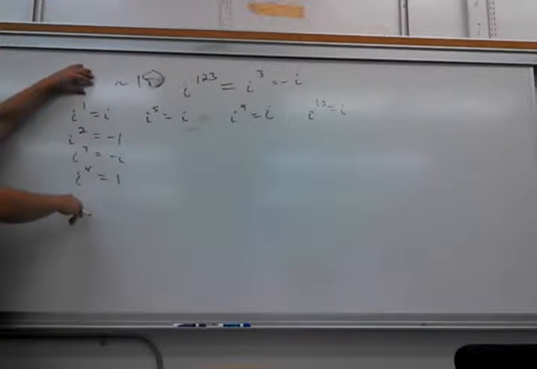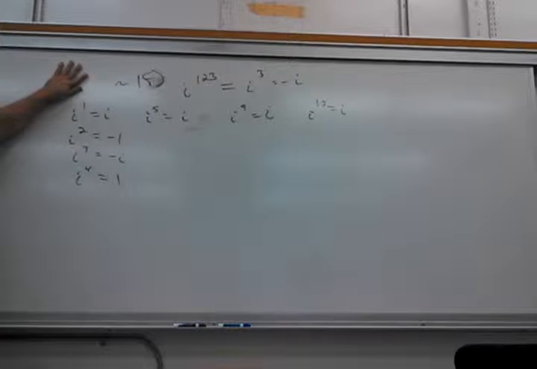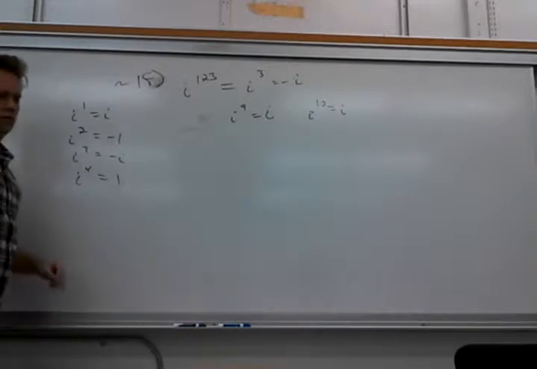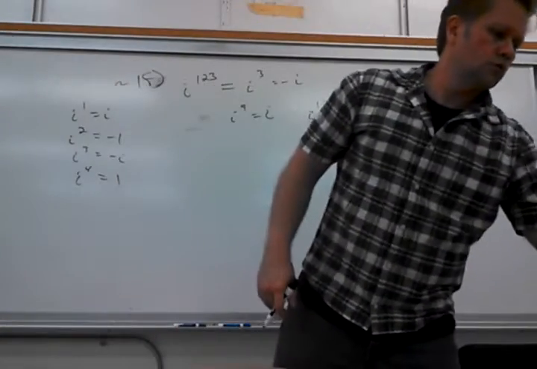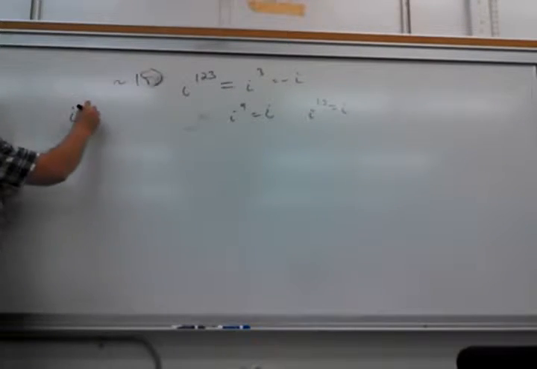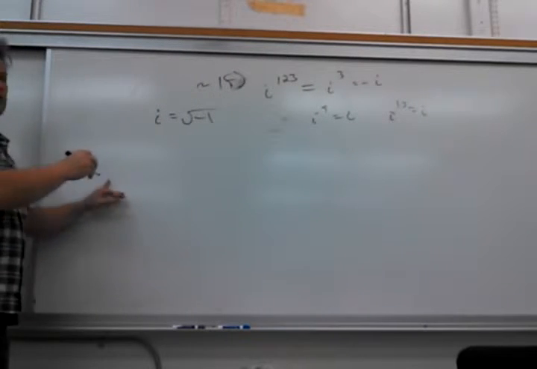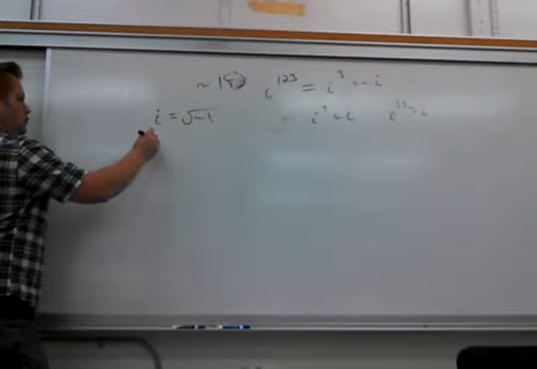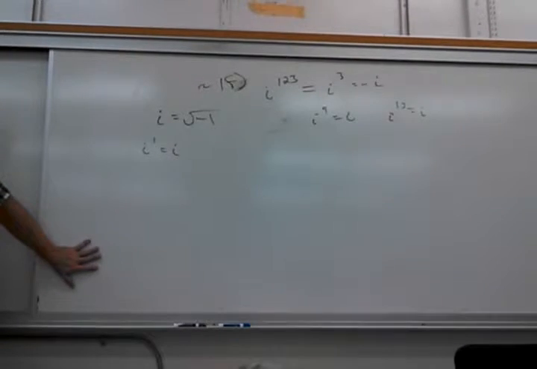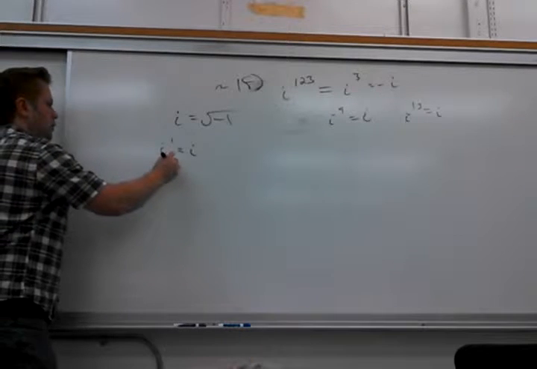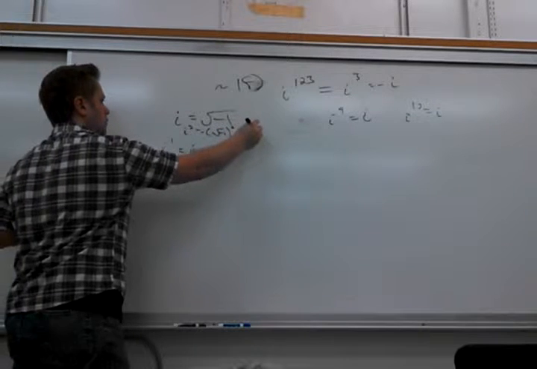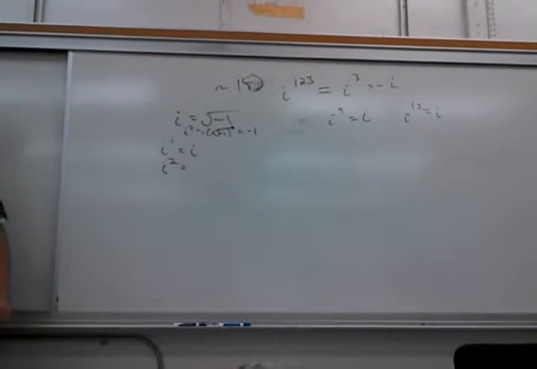If you have 5i, doesn't that mean that 5's a negative? No. What does i by itself represent? Doesn't that represent negative? No. So i is defined to be the square root of negative 1. This first step seems really silly, but it just establishes that it starts at itself. i to the first is i. i squared, because it's defined to be the square root of negative 1, when you square it, you're going to get negative 1. How are we doing so far?